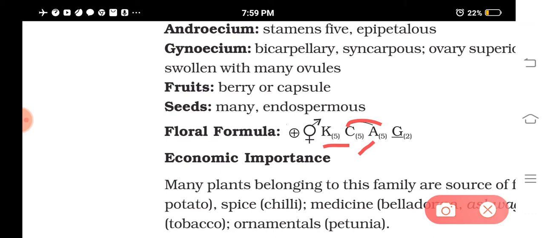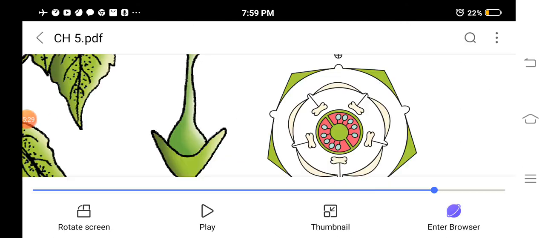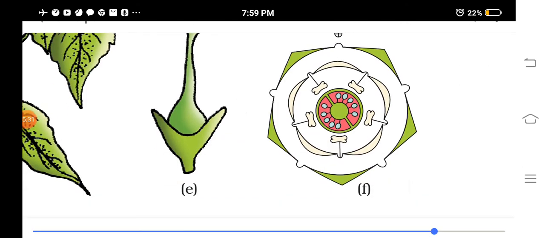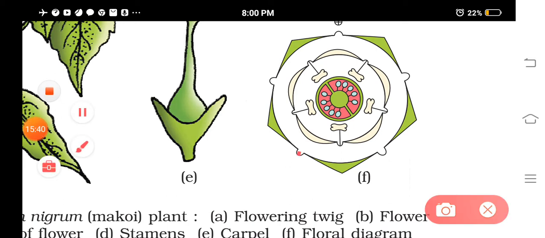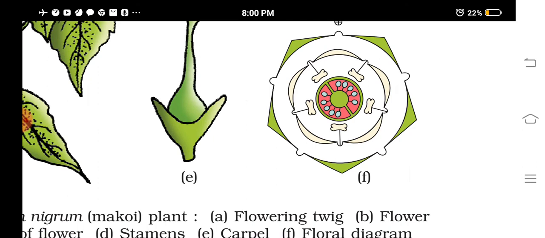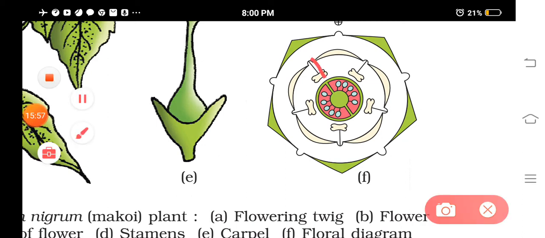So from this you understood now the floral formula. From the floral formula itself, the characters of this family are described. Okay. Then you can see the floral diagram here. Okay, how many sepals? 1, 2, 3, 4, 5, and they are united. Okay, united sepals are there. It is shown as united. Okay, and petals also you can see here, they are also united. And you can see how many anthers? 1, 2, 3, 4, 5. Okay, and you can see they are attached to the petals. It is shown attached by a line.